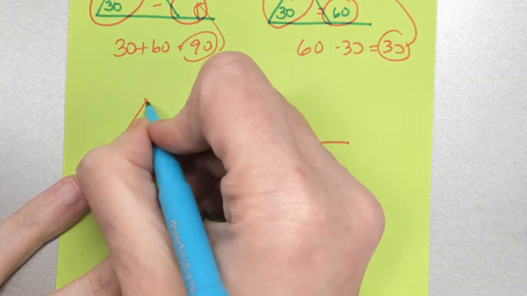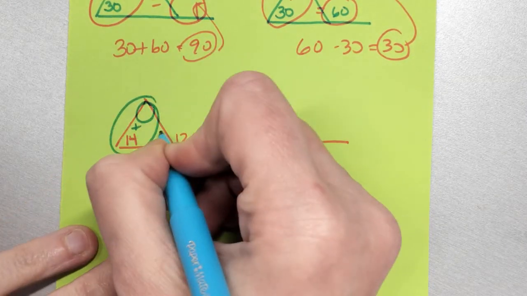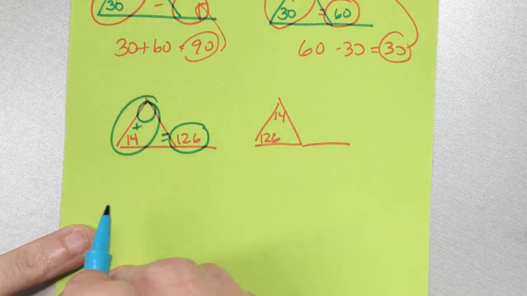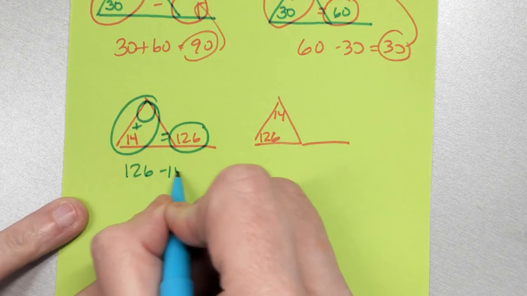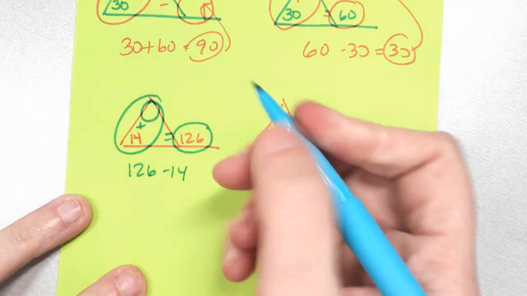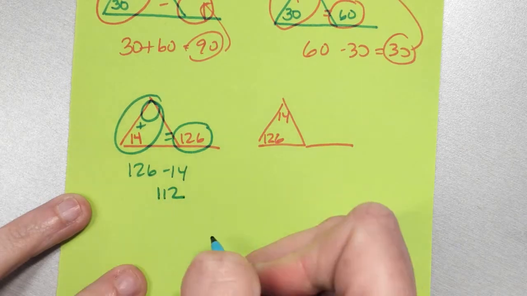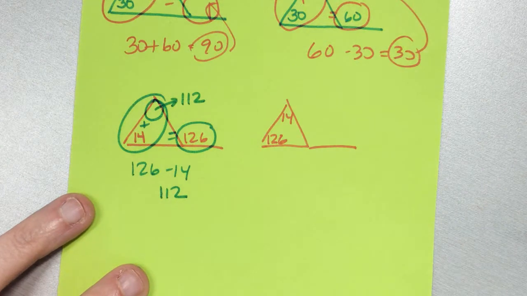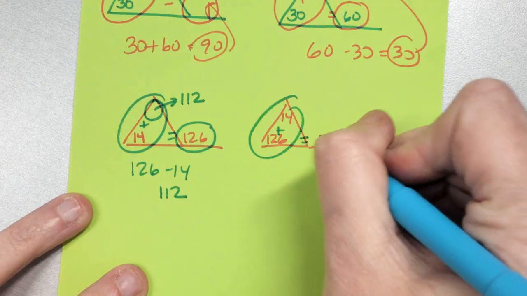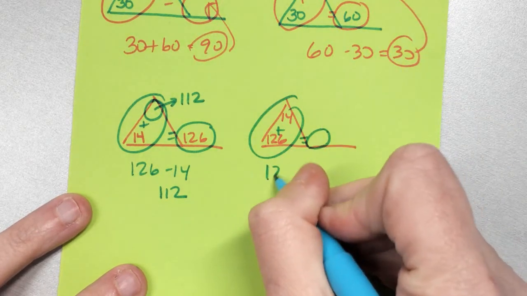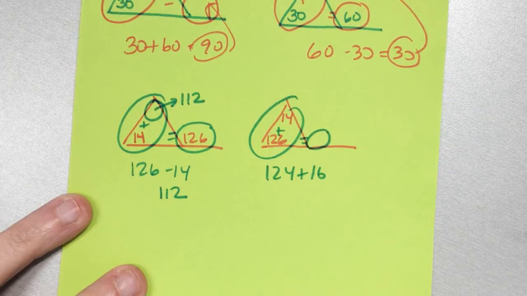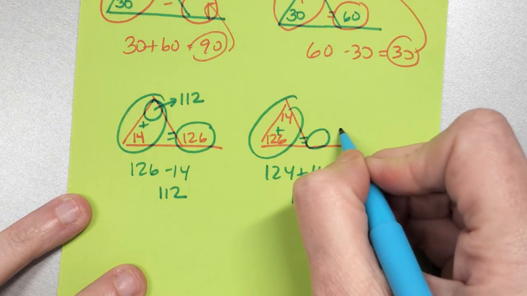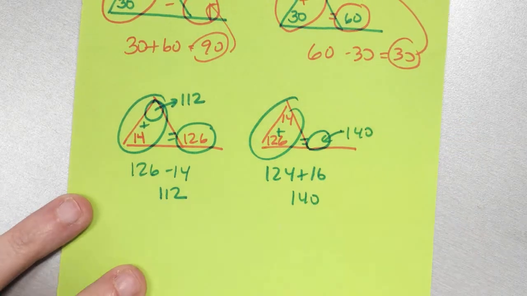Okay? I'm looking for this angle, right? 14 plus something equals 126. I don't know what the something is, so I'm going to say 126 minus 14 to find it out. That means this is 112. 124 plus 16 equals the mystery angle. Well, then I'm going to do 124 plus 16. And I get 140, which means the missing angle is 140.